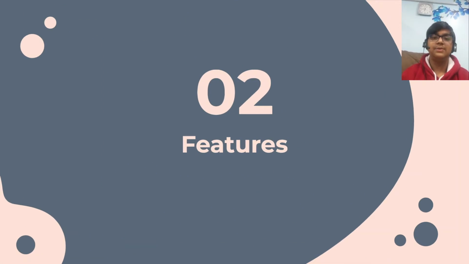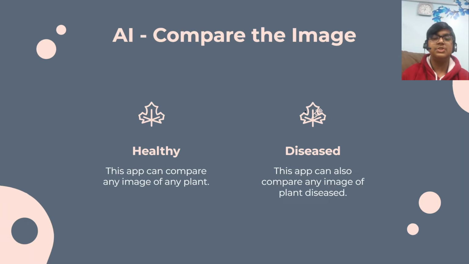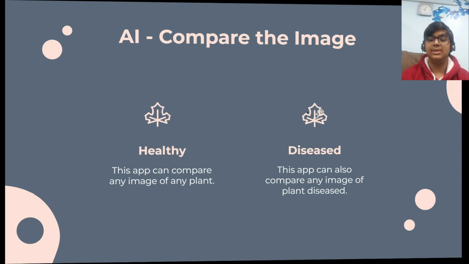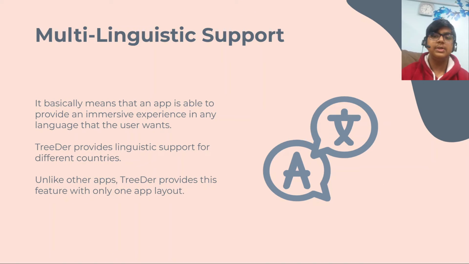Moving on, the features. The first feature being the comparison of images. This app can compare any image, whether it is an image of a healthy plant or a diseased plant. Moving on, the third feature is multilinguistic support.